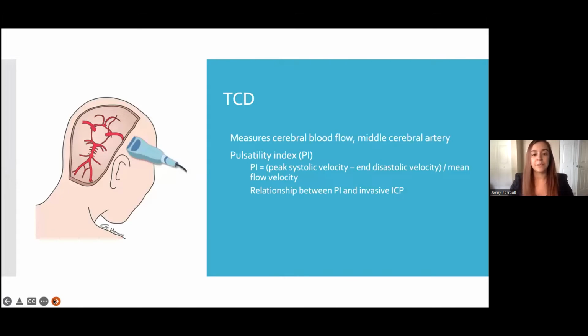So TCD measures the cerebral blood flow of the middle cerebral artery, and it's used to calculate pulsatility index, which is PI. And PI evaluates the compliance and elasticity of arterial resistance. Pulsatility index is calculated by subtracting the end diastolic velocity from the peak systolic velocity and dividing by the mean flow velocity. Currently, there are differing conclusions about the relationship between PI and how it relates to invasive measurements of ICP. So this study looks at how reliable that is.